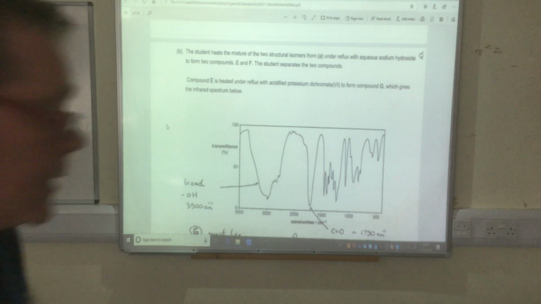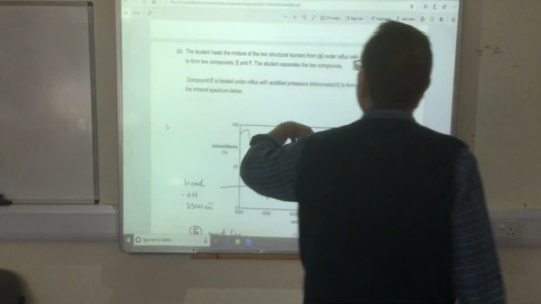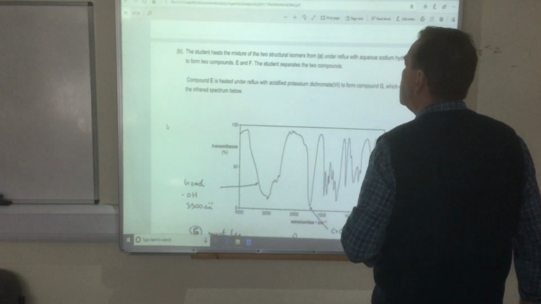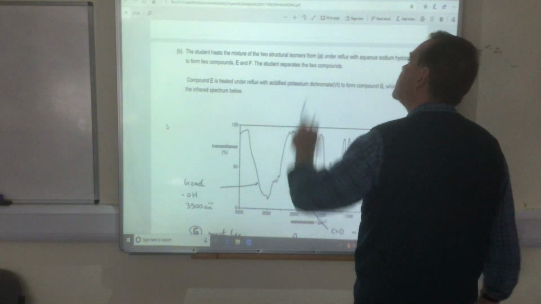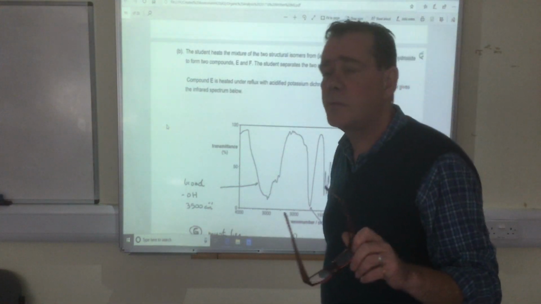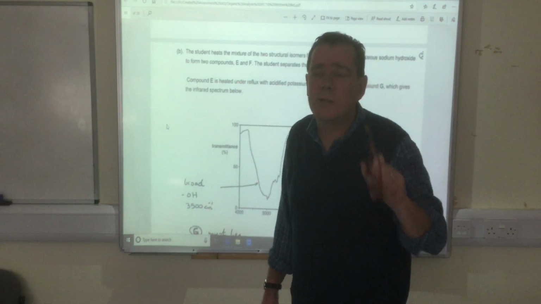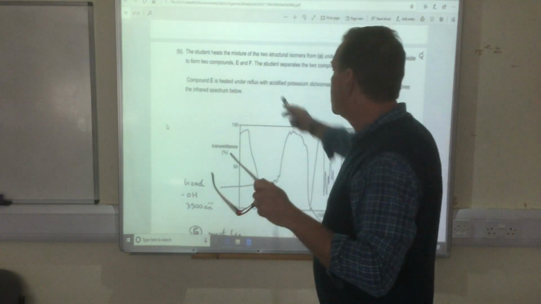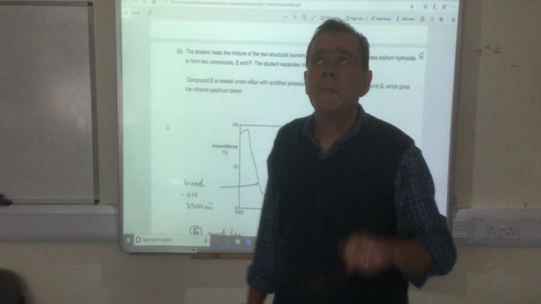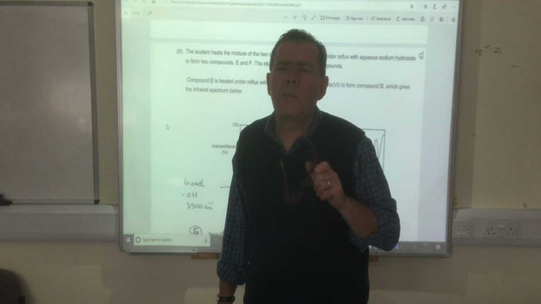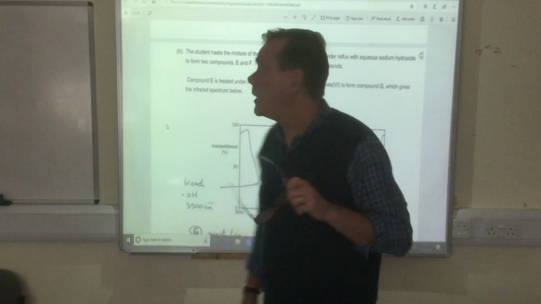Right, okay. Student heats a mixture of 2 structural isomers under reflux with sodium hydroxide. The mixture of the 2. Okay, those 2 isomers are going to make... This is the business with the nucleophilic substitution that I haven't taught yet. That's the way it is. So I've got a haloalkane in the previous question because this is a continuation of it. I've got 2 haloalkanes from memory, 1-bromopropane and 2-bromopropane, right?